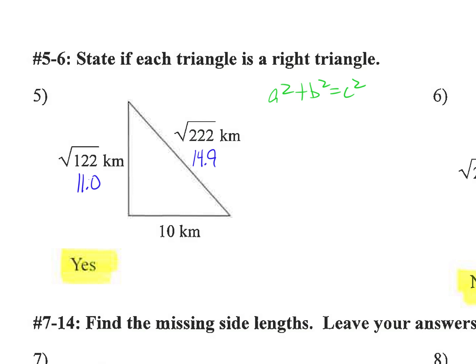So which one's my c? The 14.9. Okay, so it's going to be c, a, b. Now when you actually plug them in, use the radicals. Don't use the decimal. We just found the decimal just to figure out which one was actually the largest number. So I'm going to plug in for a, put in parentheses square root of 122 squared. b is 10, and then square it. And then c is the square root of 222 squared.